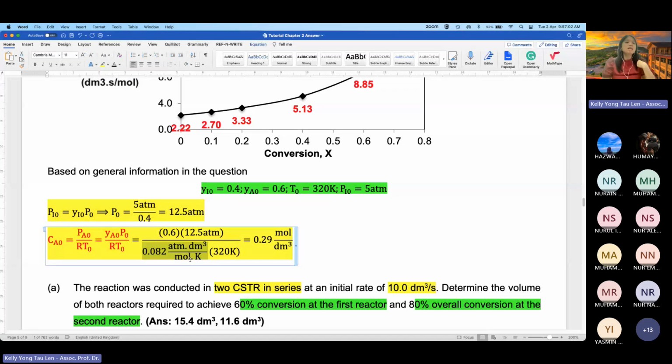For me personally, I follow my pressure unit. So in my example here, the pressure unit was atm. I will find the R value with atm unit. The only one R value with atm unit is actually 0.082 atm dm cube per mole Kelvin. And the temperature is already in Kelvin, 320 Kelvin. So as I solve, I will get my CA naught as 0.29.